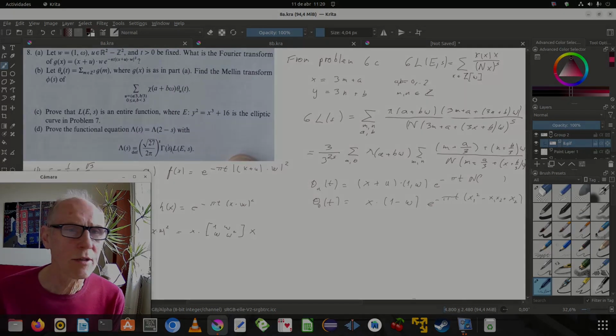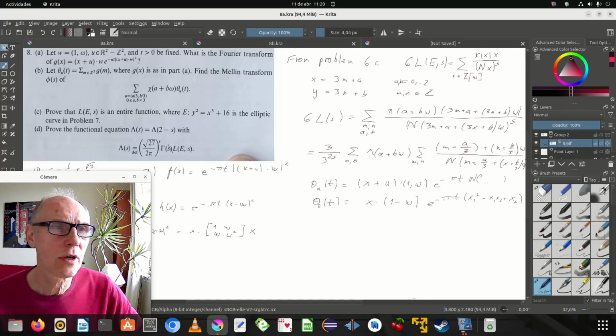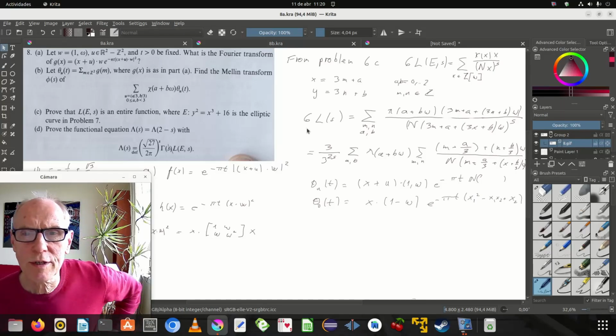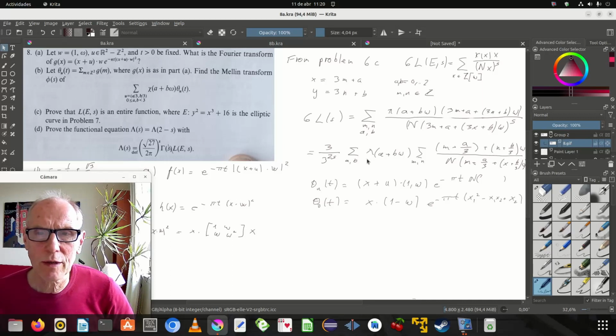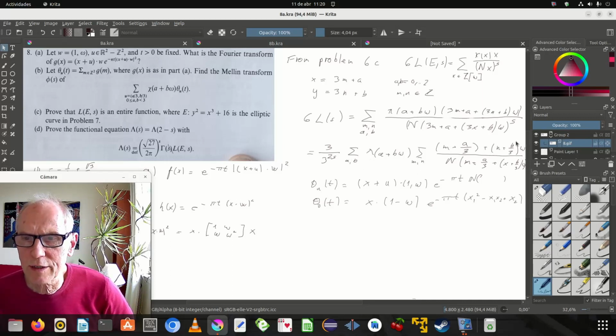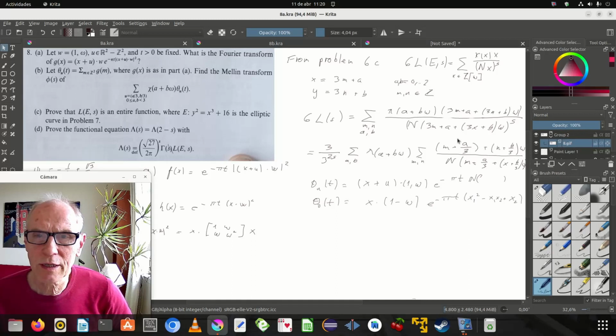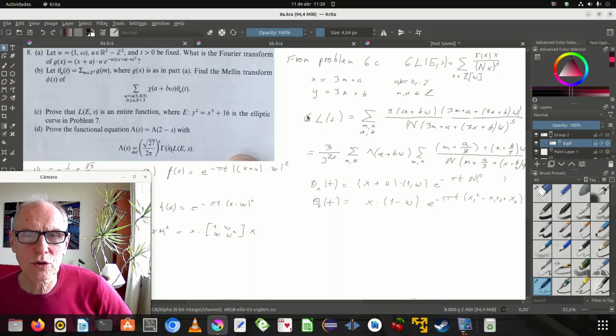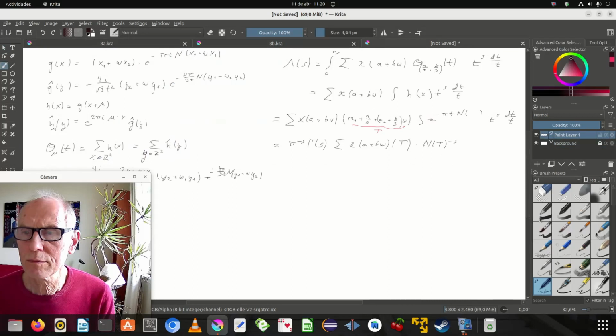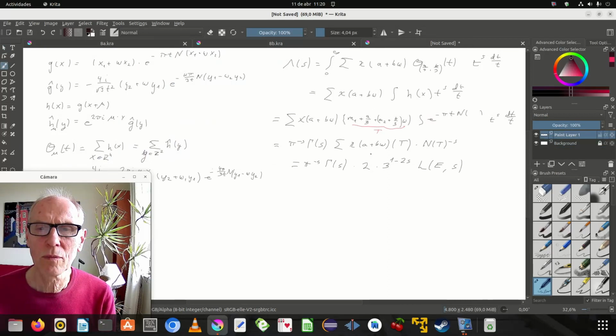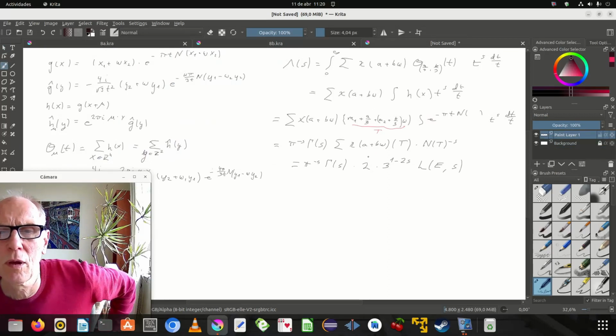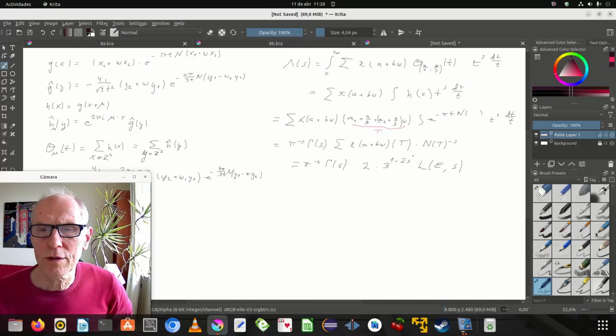And going back to the first, we can see that what we have is exactly this, and that's 2 times 3 to 2 s of L s. This is a little weird, I think.